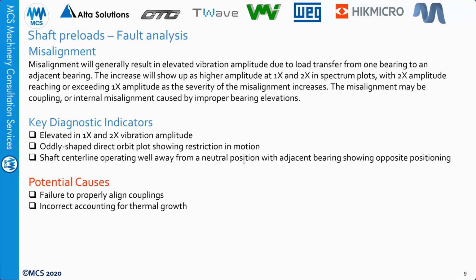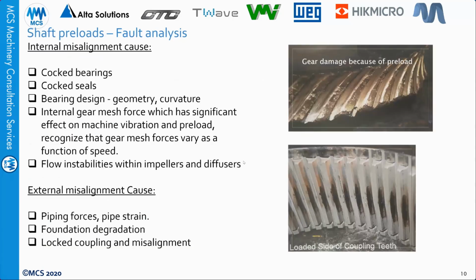We have possible causes for this: failure to properly align the coupling, and incorrect accounting of thermal growth. There are different types of radial misalignment, internal and external. Internal misalignment can be caused by cocked bearings, cocked seals, bearing design geometry, curvature, and flow instability within the impellers and diffusers. And external misalignment can be caused by piping forces, pipe strain, foundation degradation, locked coupling, and misalignment.